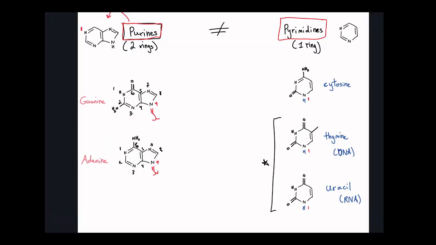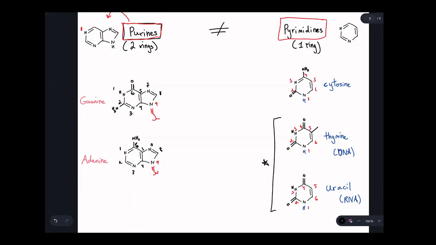Then you just go around, right? Now you go around to the other nitrogen. So 1, 2, 3, 4, 5, 6. Again, you start at one nitrogen and you go to the other nitrogen, like so. So the nitrogens are always 1 and 3.